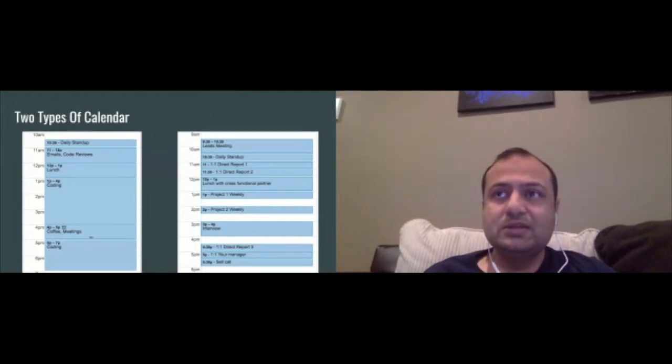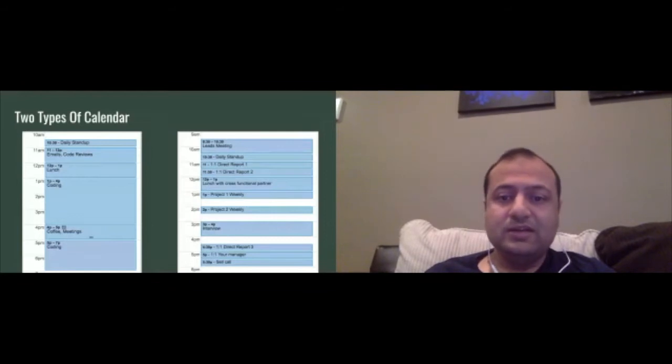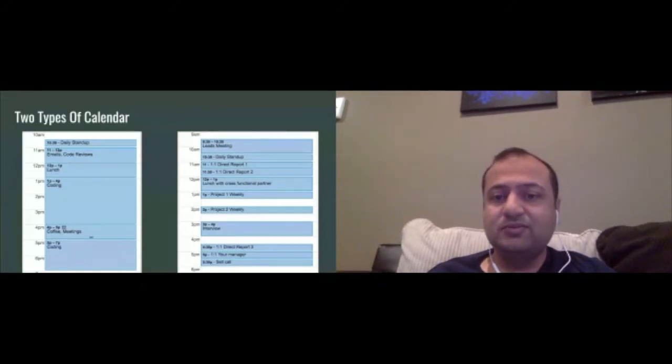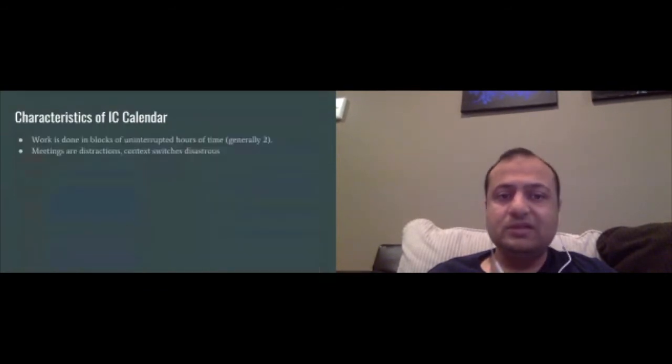So as you can see, there are a lot of context switches, and all of the time that is being spent is in meetings. So meetings are actually the work. So that's how the two calendars would look. Again, these can change and may vary, but let's talk about some of the general characteristics of these calendars to see how stuff happens. So what are the characteristics of an IC calendar?